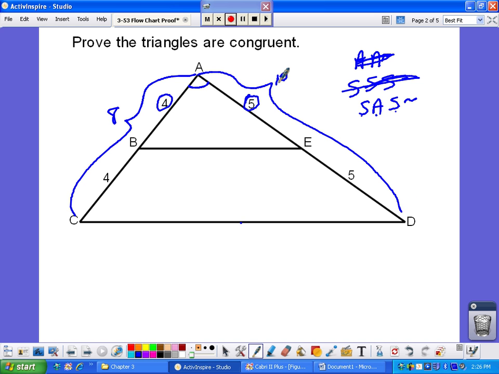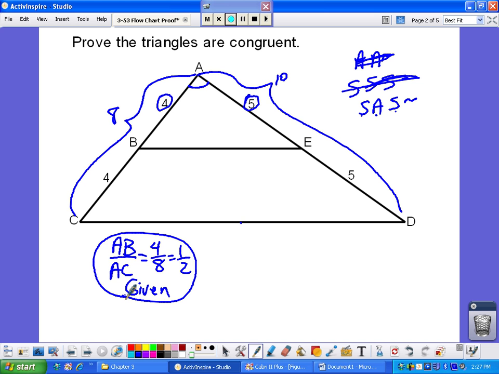Well, that's beautiful, because I know that the length of AB divided by the length of AC, the big triangle, is the same thing as 4 over 8, which is 1/2. Okay, and how do I know this? Did I have to figure anything out? No, all the values were given, so I'm just going to write that given. That is boring, but sometimes boring is nice, huh?